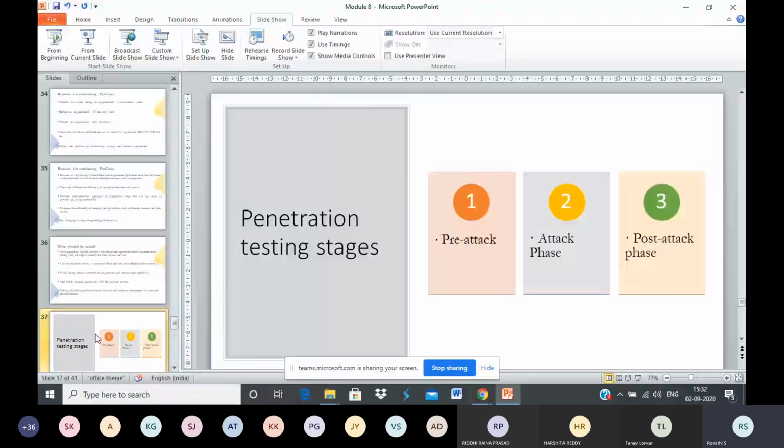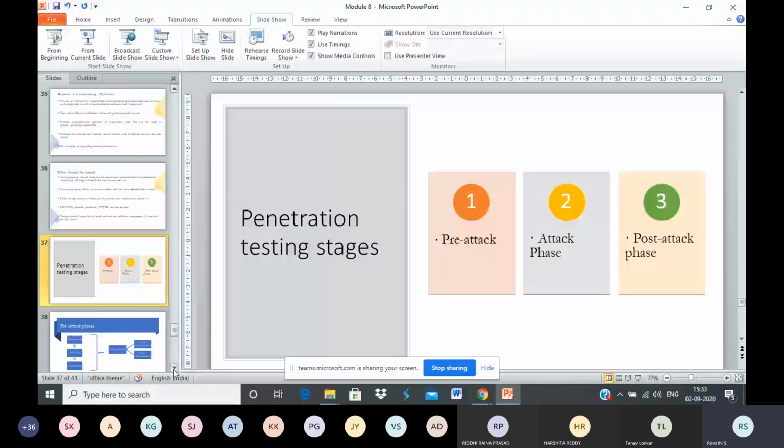So in penetration testing also you have 3 stages: pre-attack stage, attack stage and post-attack stage. Again the same thing: preparation, conducting and reporting. Always remember, in incident response also you have preparation, conducting and post reporting. In vulnerability assessment also you have 3 stages. Penetration testing also has 3 stages: pre-attack, attack and post-attack phase.